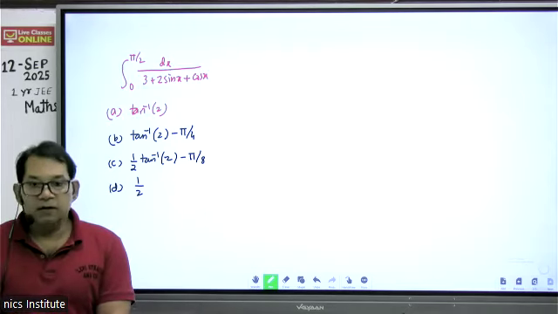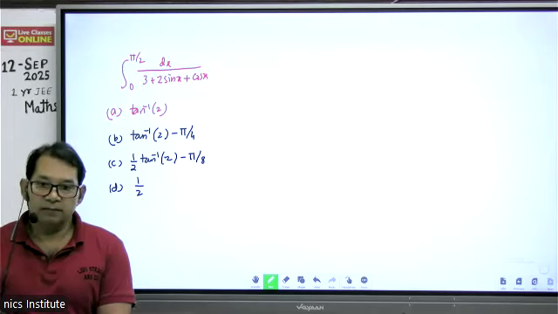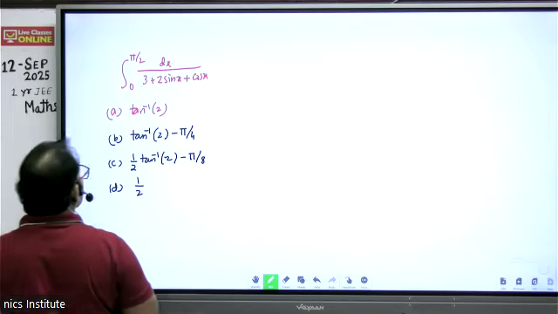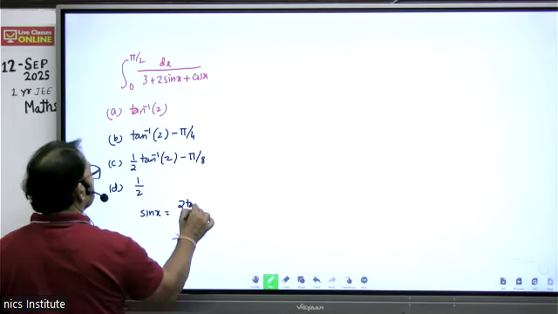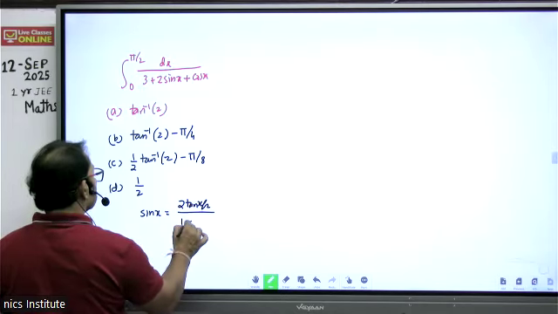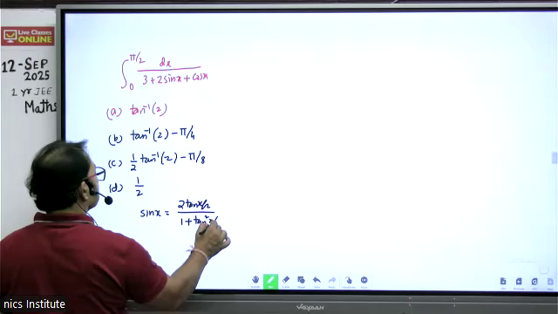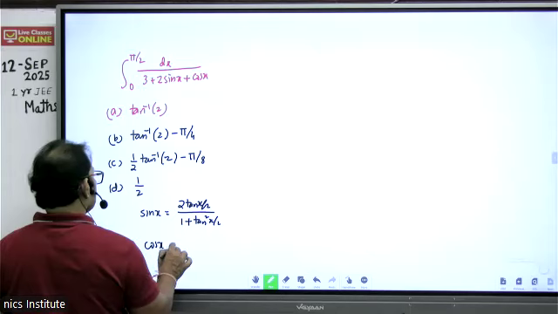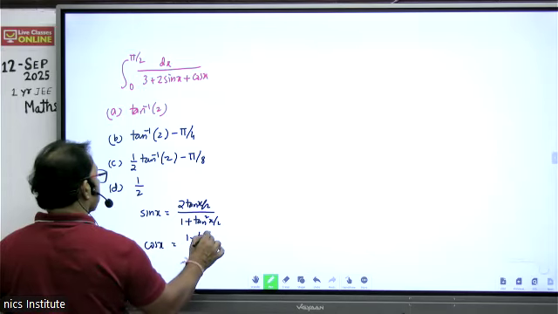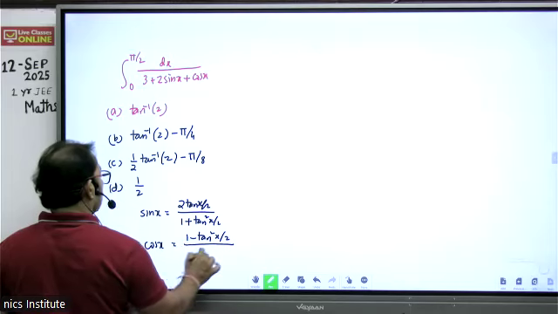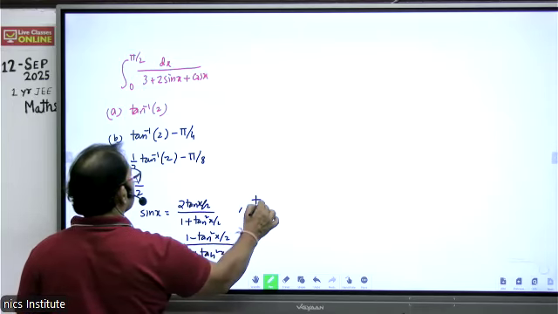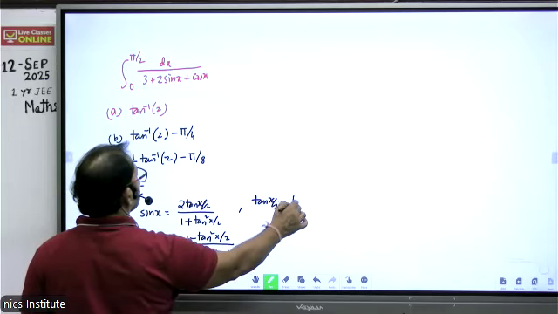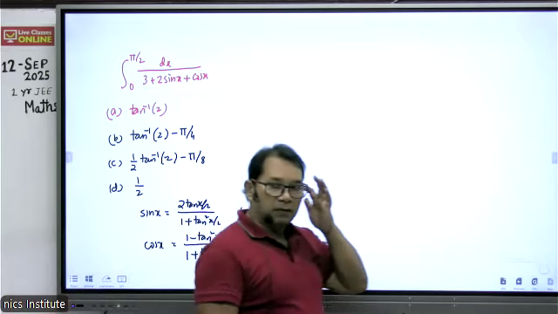You know how to integrate these kind of questions. Convert sin and cos into half angle formula of tan. Replace sin x by 2 tan x by 2 over 1 plus tan square x by 2. Replace cos x by 1 minus tan square x by 2 over 1 plus tan square x by 2. And then make the substitution tan x by 2 is equal to t. Try. Don't make any silly mistake.